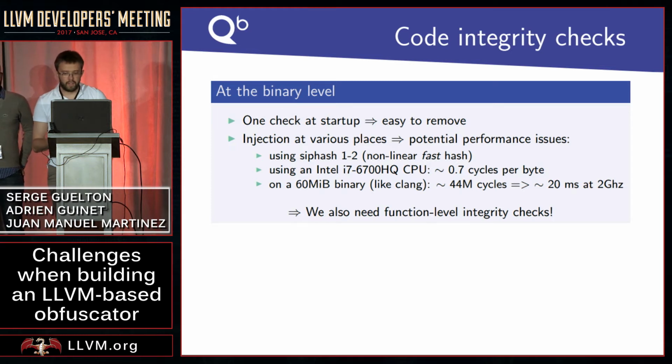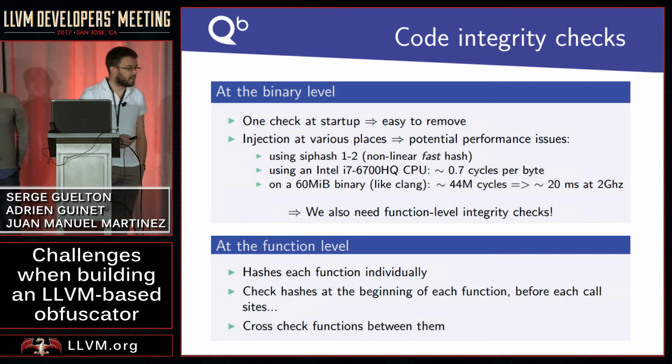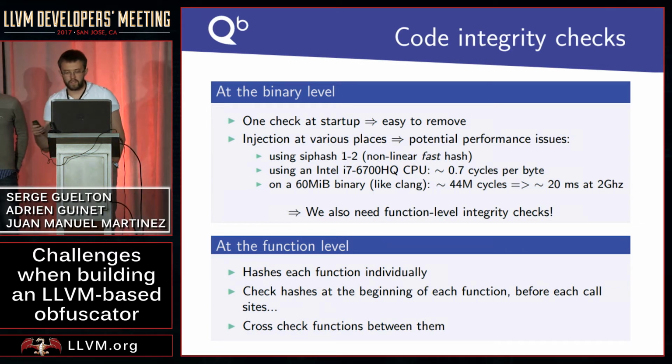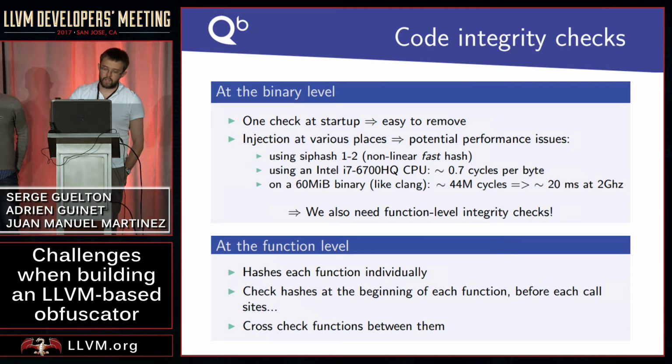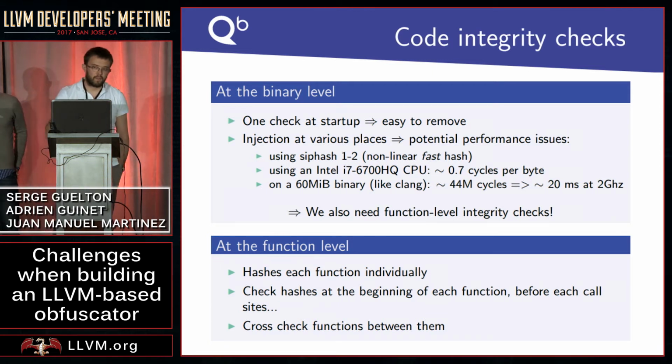So we also need some better granularity, so we also need maybe function level integrity checks. So the idea is to say, let's compute hashes of functions individually and check this hash at various places as we want. So for instance, we can say at the beginning of every function, we can insert a check. Before each call site, we can verify that the function which is called is actually the good one. We can cross-check functions between them, so function foo will check function bar, and vice versa, and so on and so on.